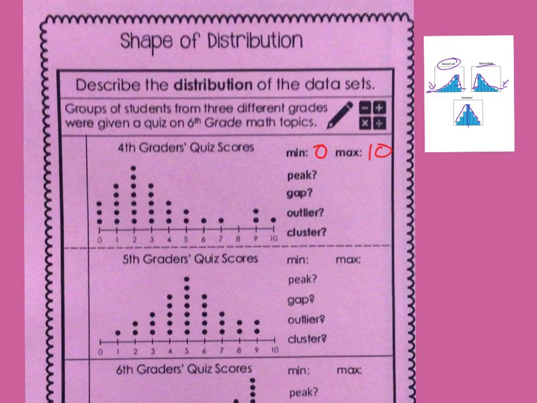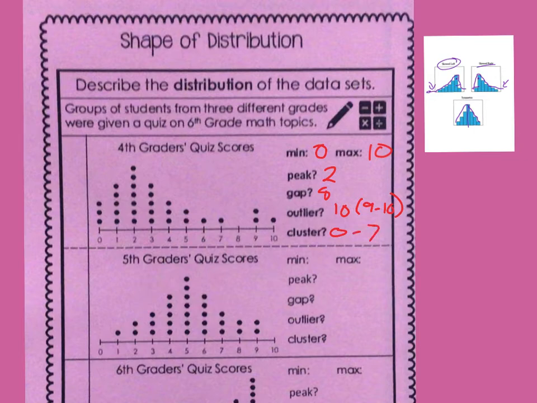Do we have any peaks? Yep, 2. Do we have any gaps? Yes, 8. Is there an outlier? I would definitely say that your outlier, you could say 10. You could also possibly say 9 to 10 would be outliers. And do we have any clusters? Yes, our cluster goes from 0 to 7.